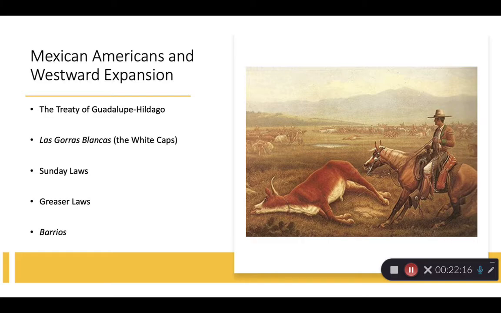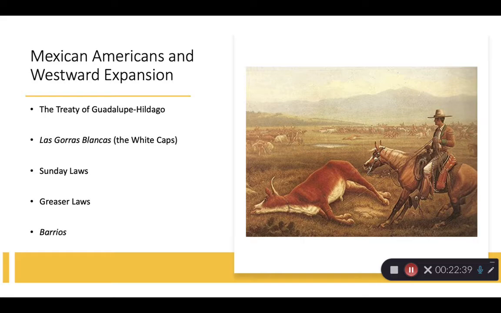So we have a lot of Mexican Americans, they migrated out to California, and there was this group called the White Caps. So the White Caps was a vigilante group, and they were a group active in the New Mexico territory in response to Anglo-American squatters.